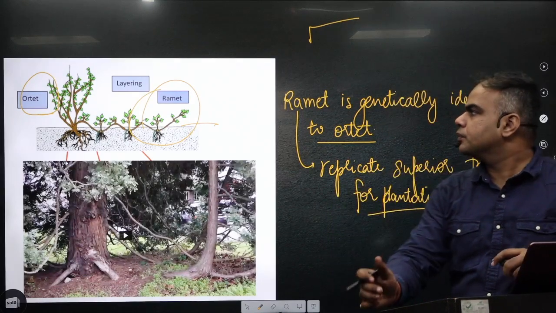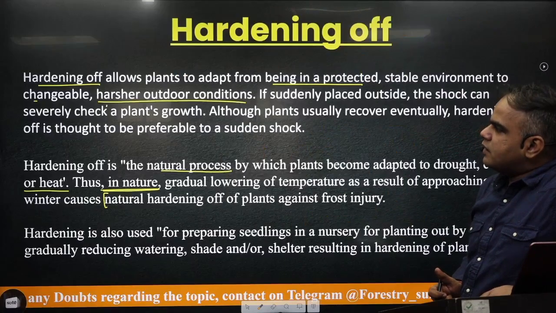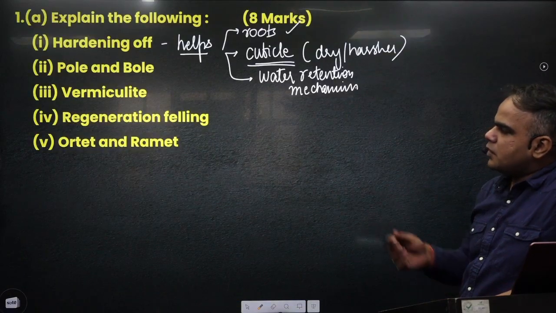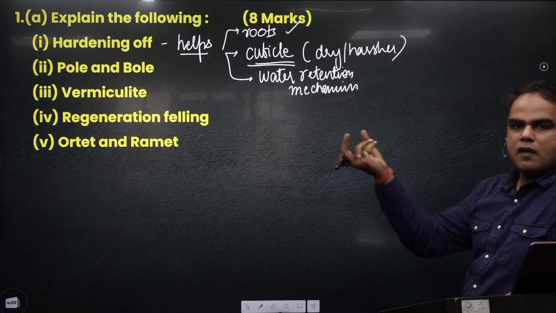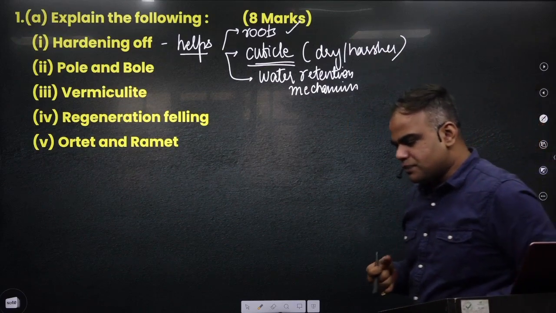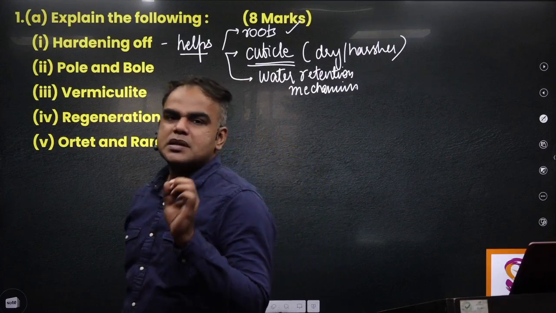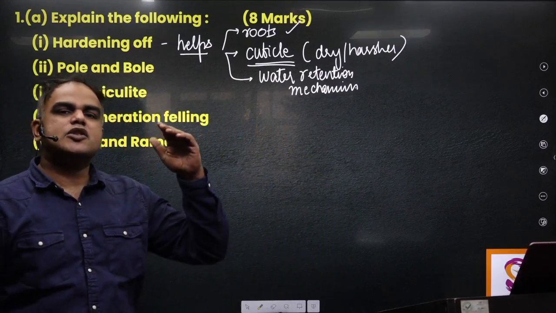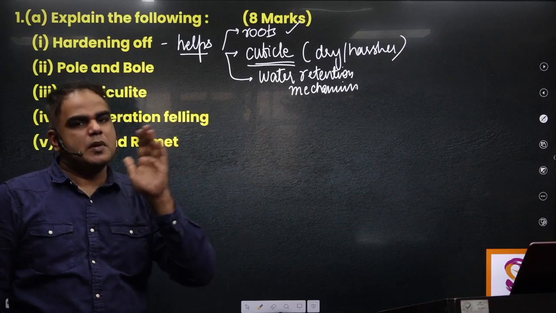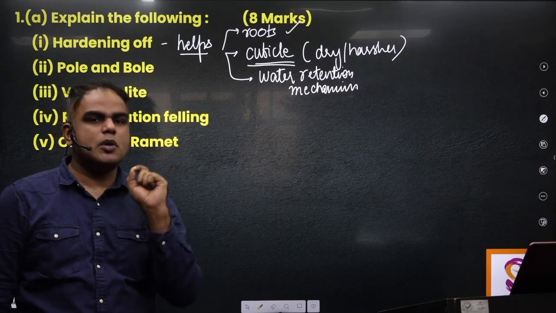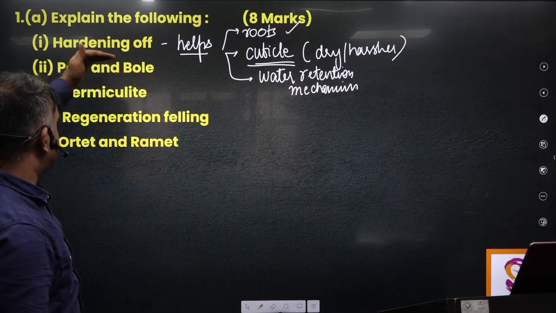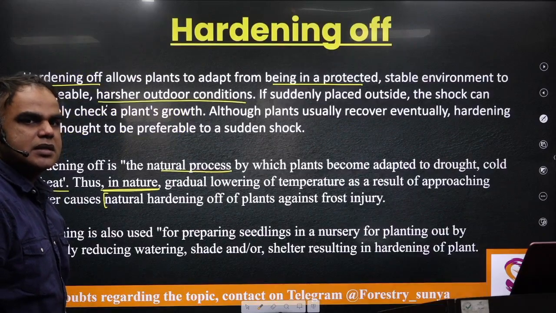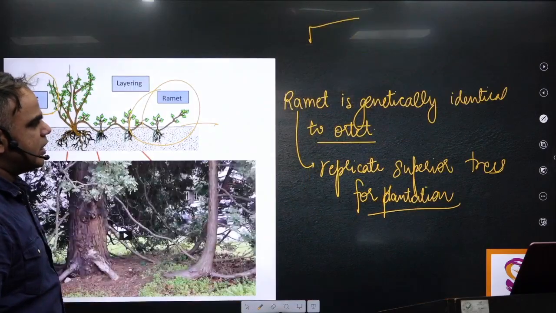Okay, so till now I think we've seen 5 basic definitions here: Ortet and ramet, regeneration felling, vermiculite, pole and bore, hardening off. And here also every year you will see, at least in paper 1, some definitions being asked. So as you are doing paper 1A and paper 1B, whatever terms you come across, just put a star mark. So this can also be asked. We have covered a few of the important terms, but this is helpful if you keep on doing it and make a note of it.